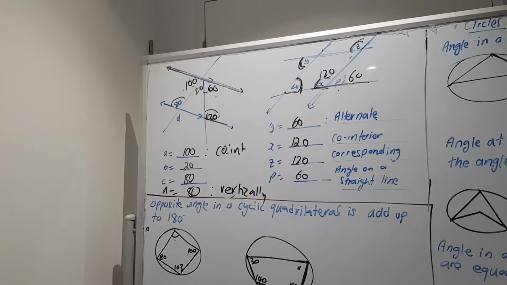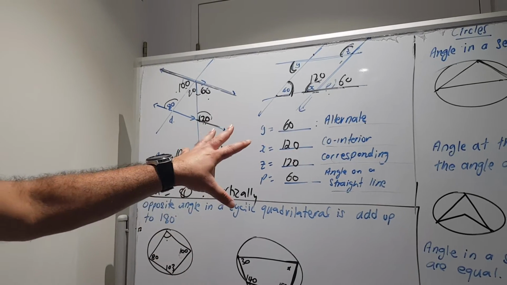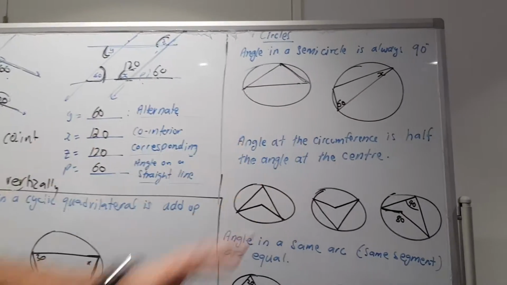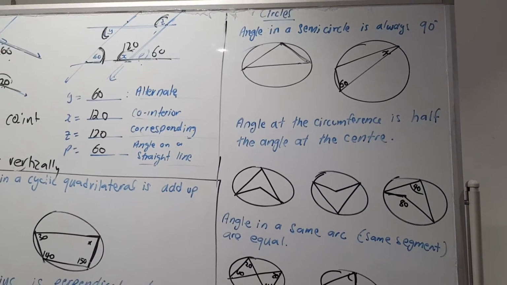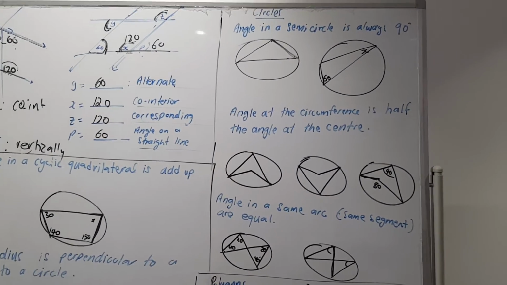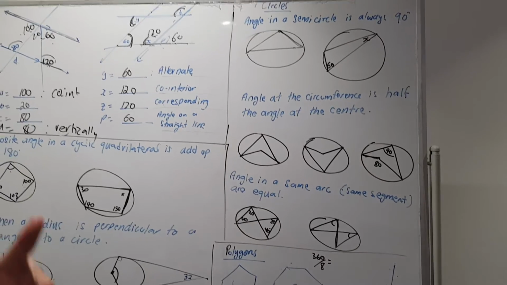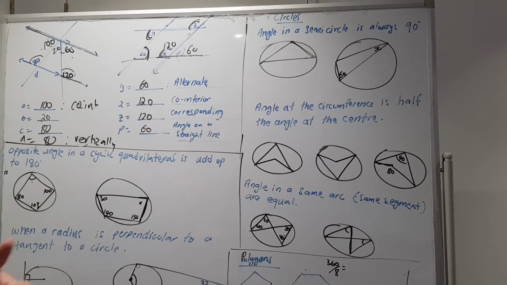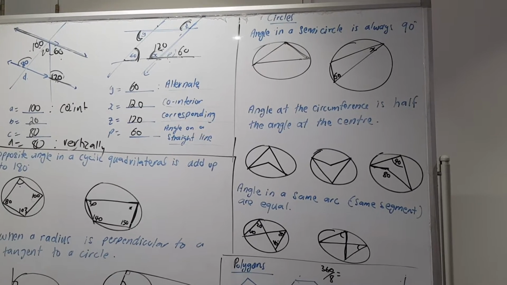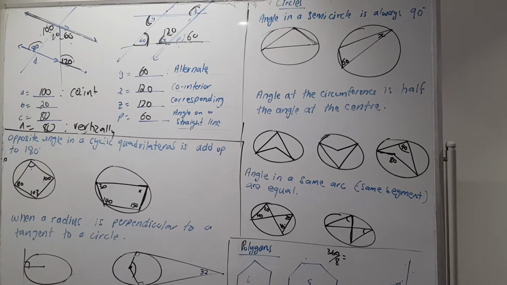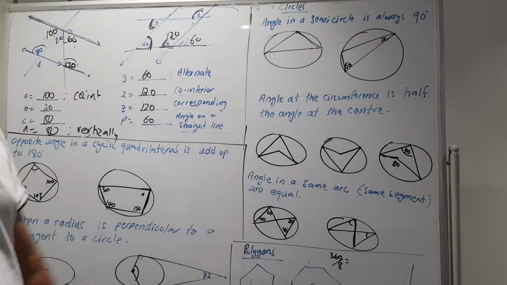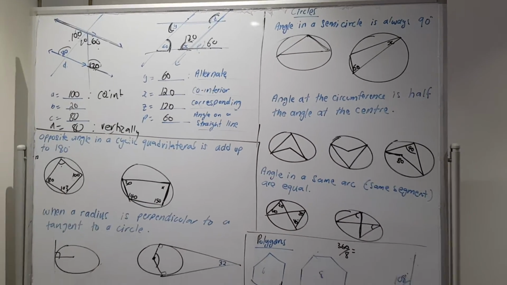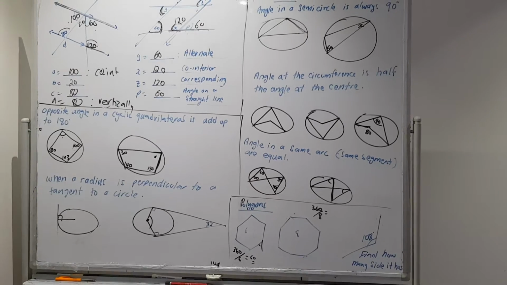So that's on angles. Now we will move on to circles. There are a few things you have to learn in circles. Hopefully you are okay with alternate, co-interior, corresponding. Now circles. Some of the rules of circles, you'll be getting in your year 10 assessment.